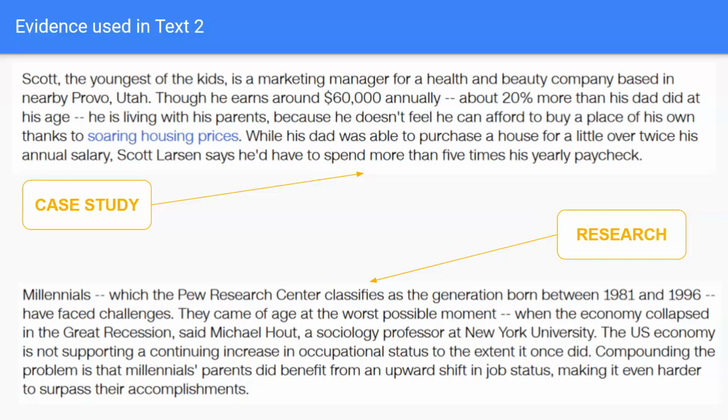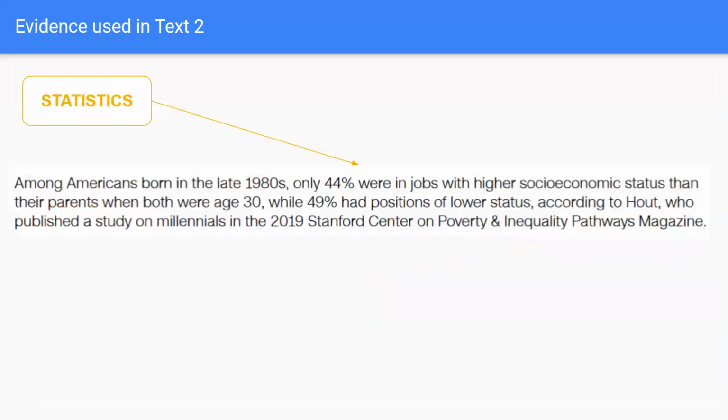At the bottom of the screen, there's another example. This time, the author is using research that was conducted by another institution. So in this case, the author is showing us some data from the Pew Research Center, which is a reputable organization that studies topics in lots of different fields. And finally, the author uses statistics in the article.